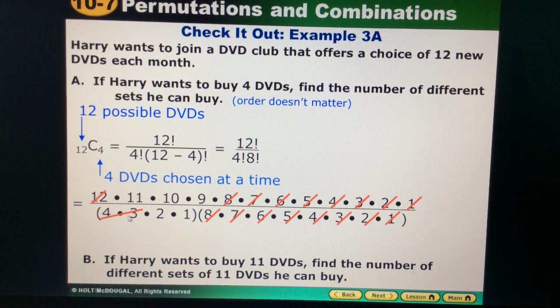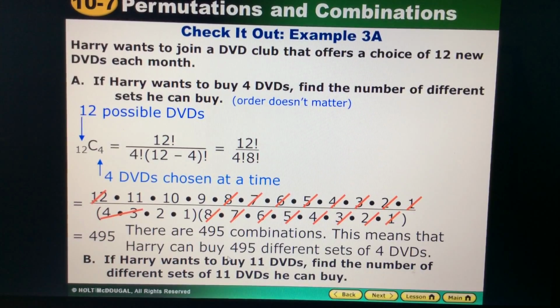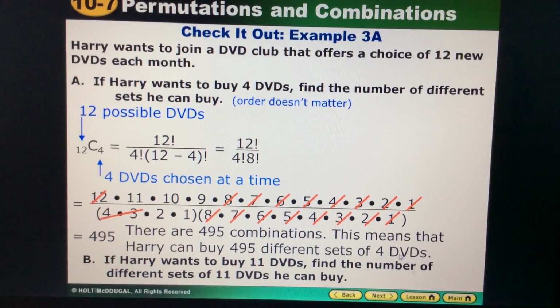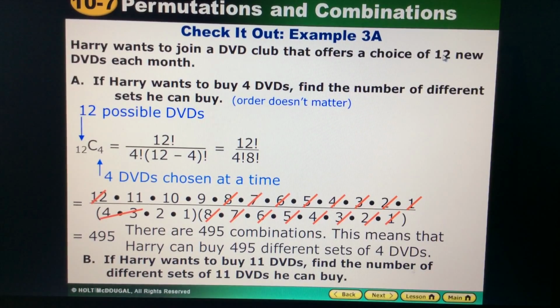Now, the 4 times 3, we can divide out with a 12. And then this 2, which didn't get done, but if you divide this 2 out here, you can divide it out here, and so you have a 5. So actually you have 5 times 11 times 9. And 5 times 11 times 9 is 495 combinations. So Harry can buy 495 different sets of the 4 DVDs. Just depends on which ones he wants.